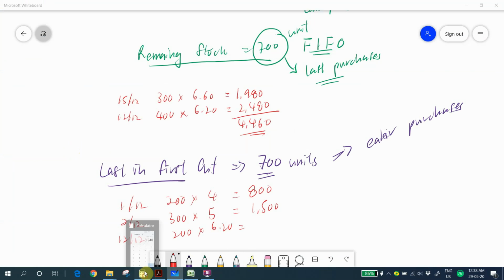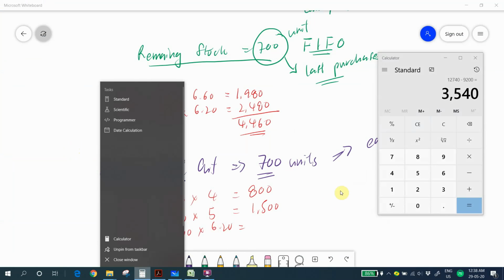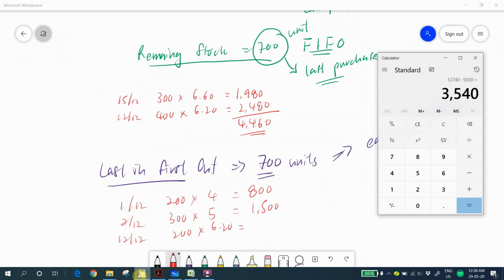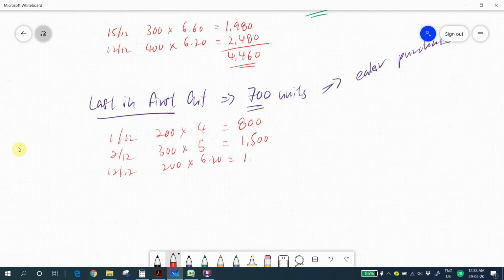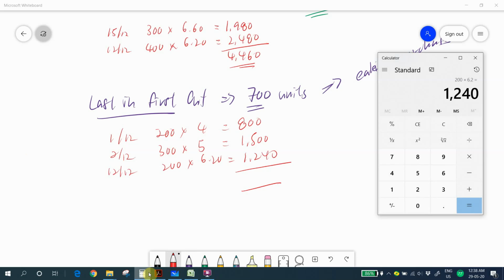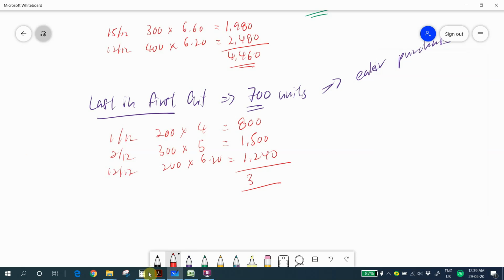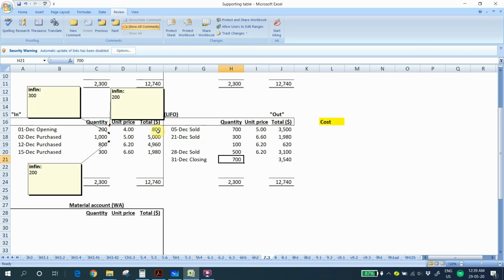So what is the value? 200 times 6.2, we get 1240. So we write 1240 here, and the total value is 1240 plus 1500 plus 800. So our answer is 3540. So if you can make this 3540 with your working here, it means that your answer is correct.